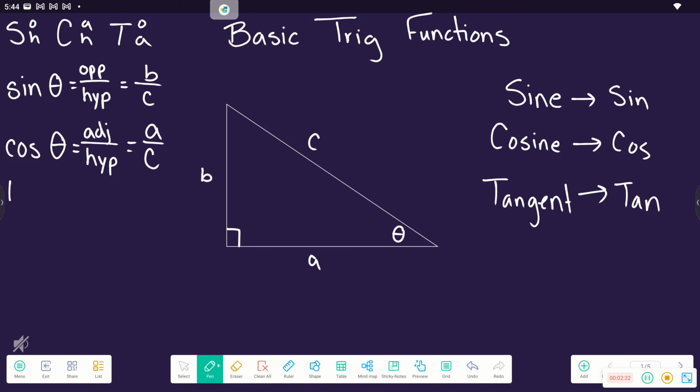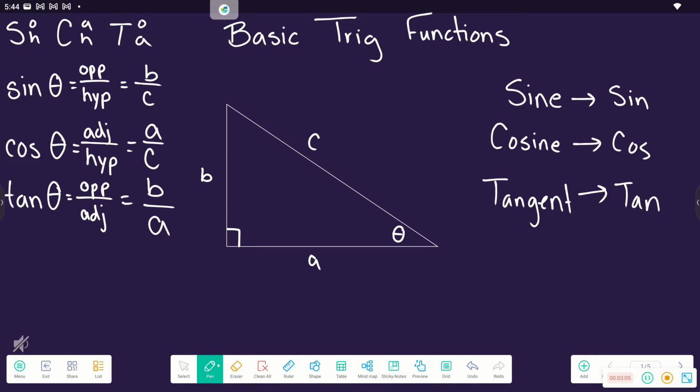And last but certainly not least is tangent of theta, which is always opposite over adjacent. Okay, TOA, T-O-A, opposite over adjacent. So I'm going to go for my opposite. What's opposite side is B. My adjacent side, what's right next to me, is A. So in this case, I would get B over A.